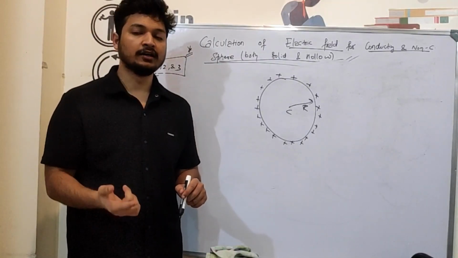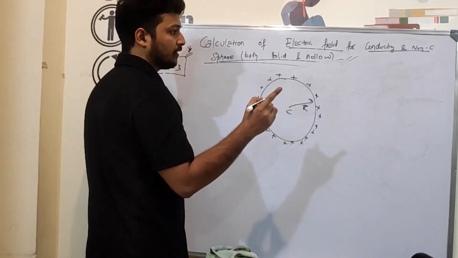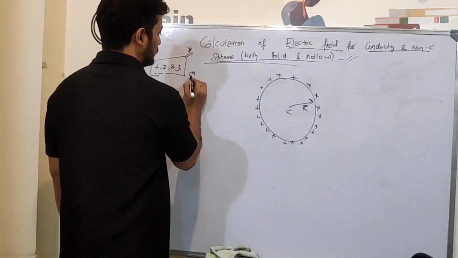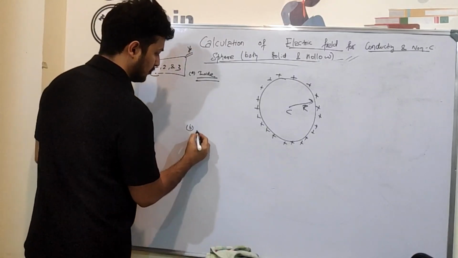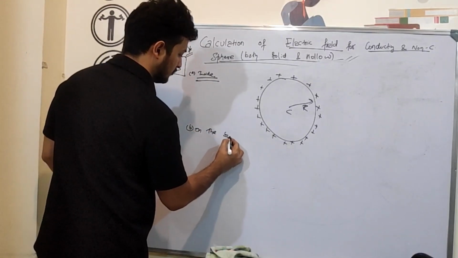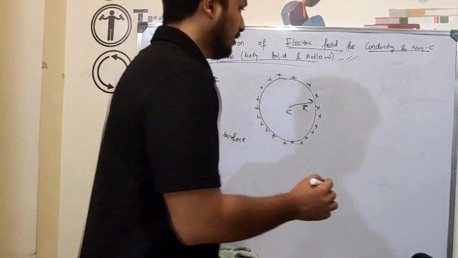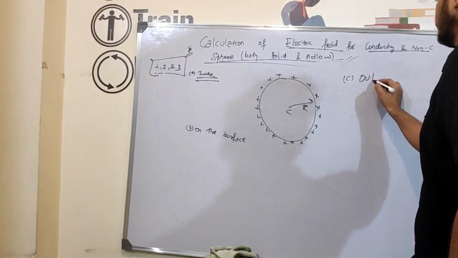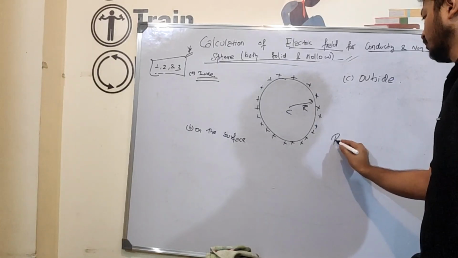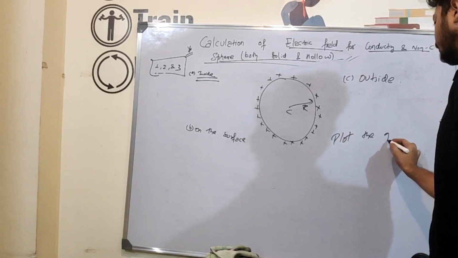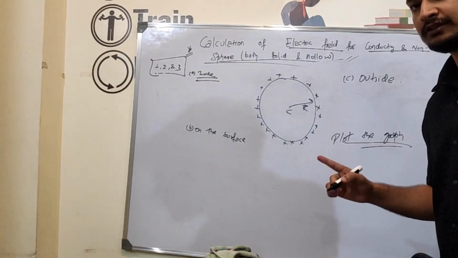So first, where are we going to calculate electric field? We are going to calculate electric field at 3 points: first inside, second on the surface, and third outside. And what will we do last? We will also plot the graph, that is the variation of electric field with respect to the distance from the center.